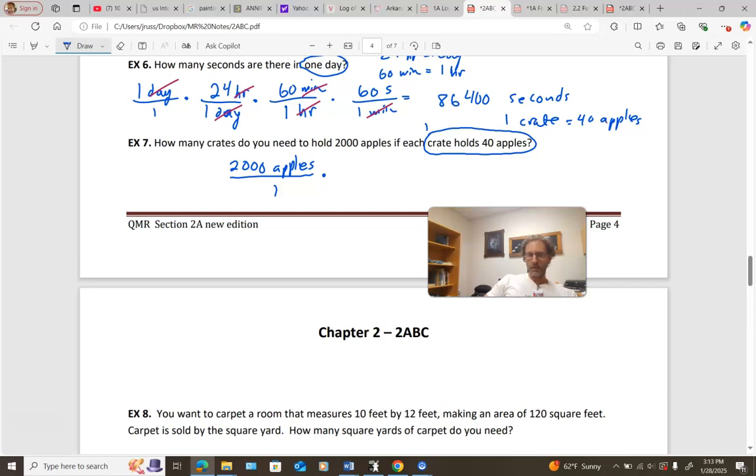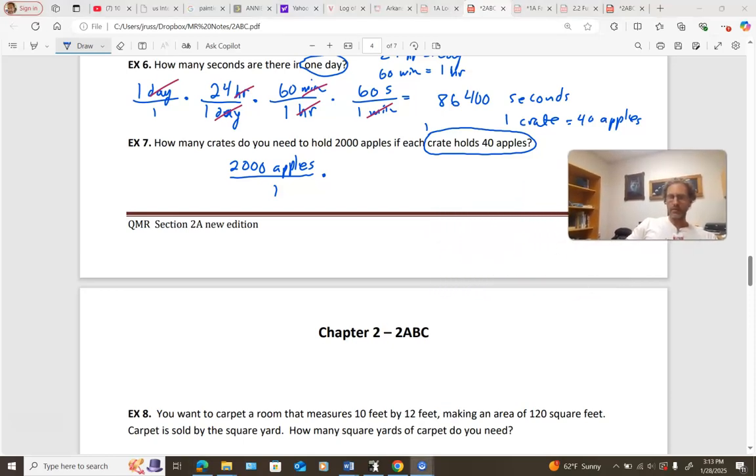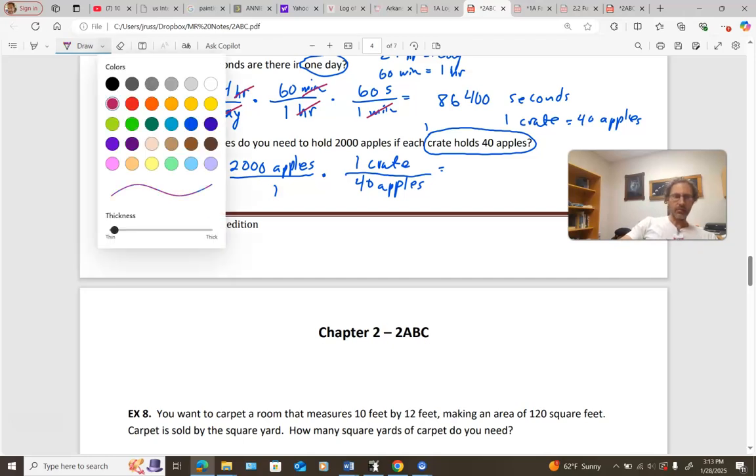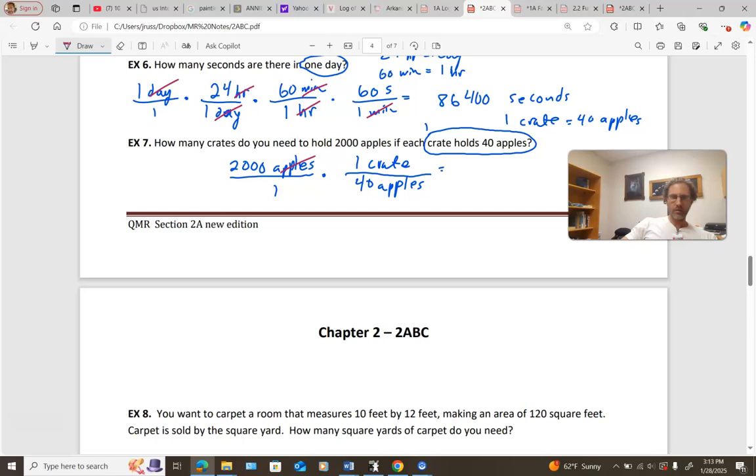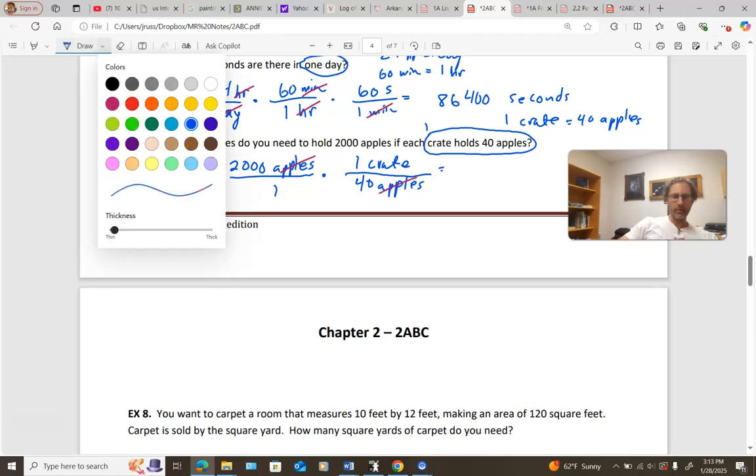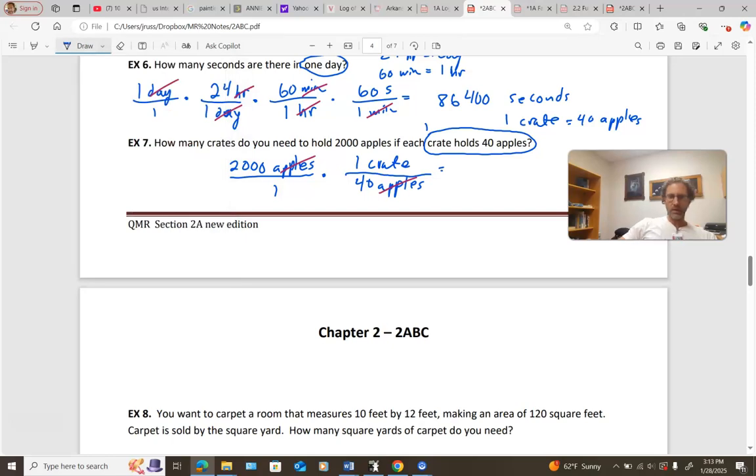Okay? So we need to orient this in fractional form such that my apples cancel. So I'm going to put the 40 apples on bottom, and then the 1 crate on top. So now you can see that the unit apples will divide out, and we're just going to be left with crates. So I'll go ahead and carry the crate over.